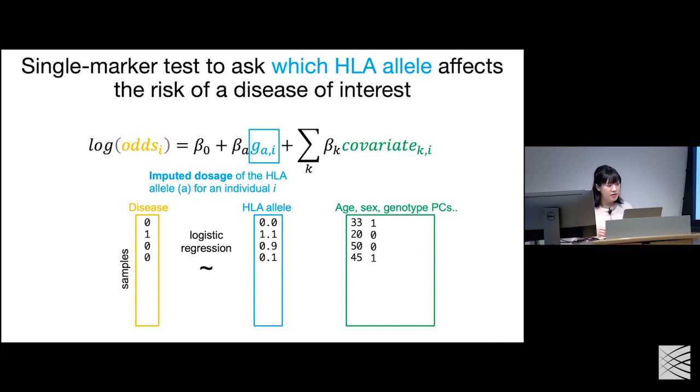And this is pretty similar to what we do in GWAS, so asking SNPs' association with the disease risk one by one. So here we associate the binary coded disease phenotype for individuals, which I colored in yellow here, with an imputed allele dosage of a single HLA allele, one at a time, which is shown in blue here, while accounting for GWAS covariates such as age, sex, and genotype PCs, which I show here in green. So this is really exactly the same framework that we do in the GWAS SNP association tests.